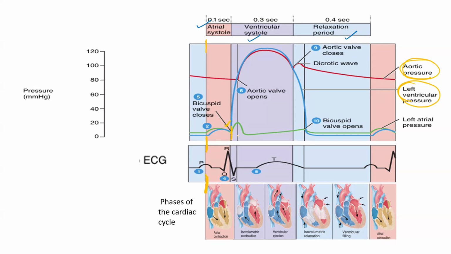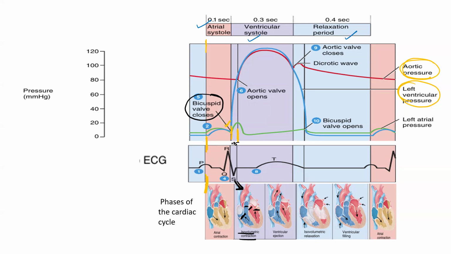Now see this diagram, analyze it. This much time is there. How much time is it? It is 0.05 second. Right now in the theory I explained to you, it is 0.05 second where all four valves are closed. Tricuspid is closed and the semilunar valve has not opened till now. We say this is isovolumetric contraction.